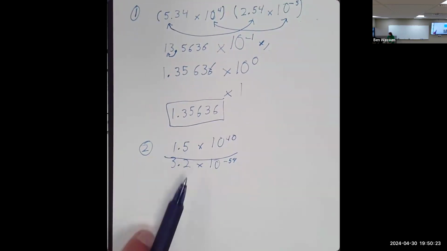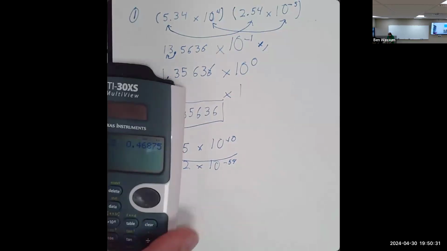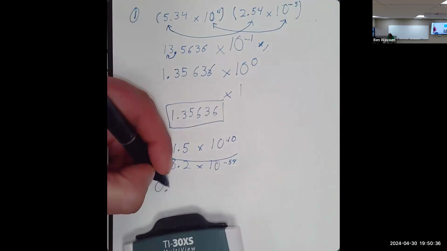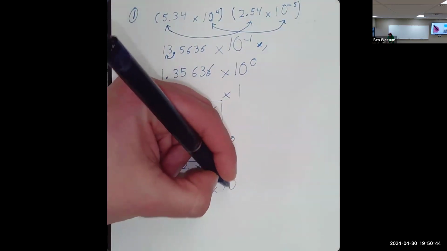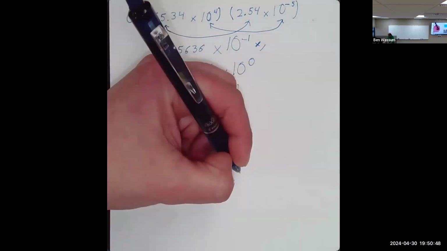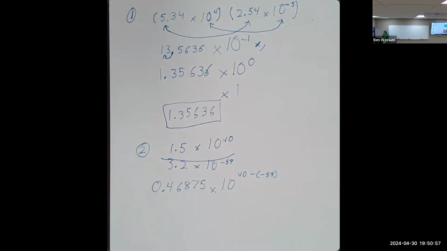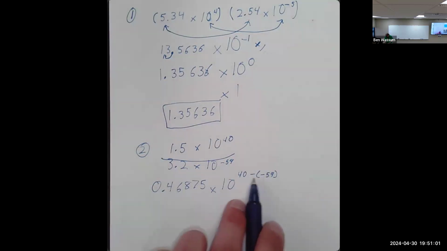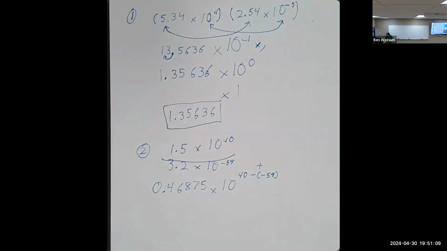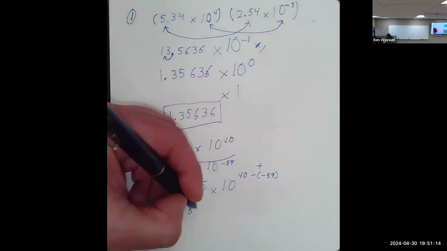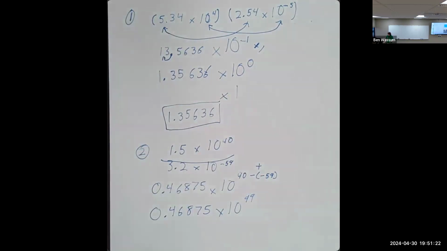Yeah. So, all you got to do with division, this number divided by this number. 1.5 divided by 3.2. Stupid decimal. All right. 0.46875. All right. All we got to do with the scientific notation part, we're dividing two numbers that have exponents. Top power minus the bottom power. Be very careful, as usual, when you're subtracting a negative, because that is going to change to a positive. 0.46875 times 10 to the power of 40 plus 59, 99. But we're not done.